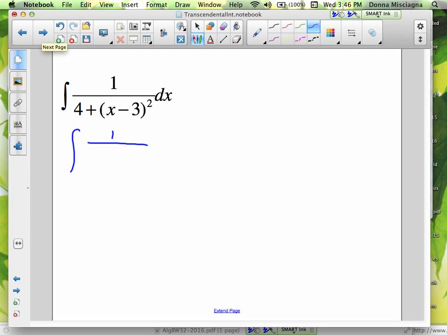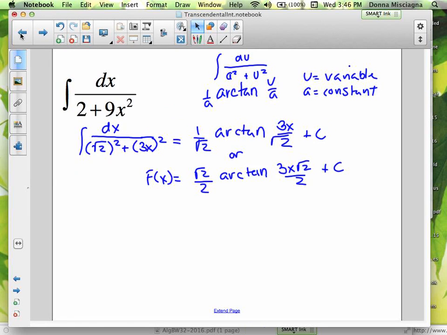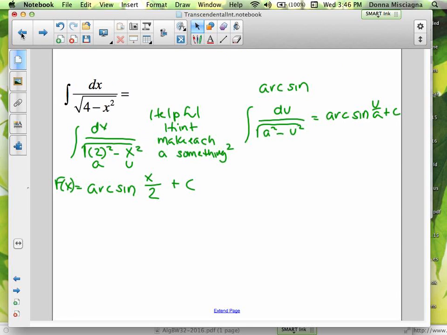All right, so there's x. So this would be a 2 squared. This already is x minus 3 squared. Okay, and let's refresh our memory on the formula. At least the lesson isn't that long. I don't have to scroll through that many pages.